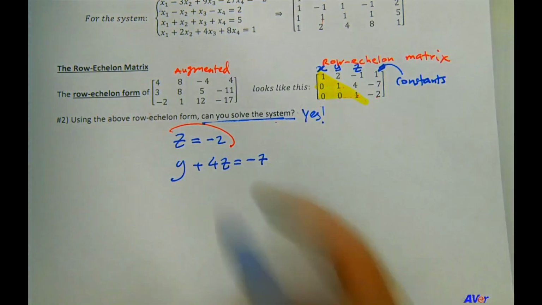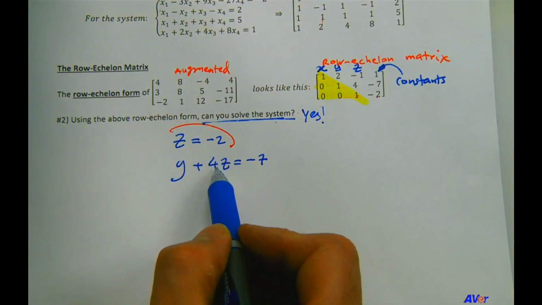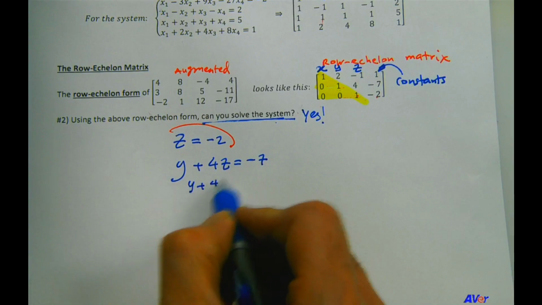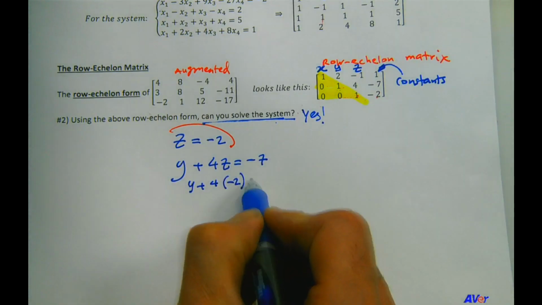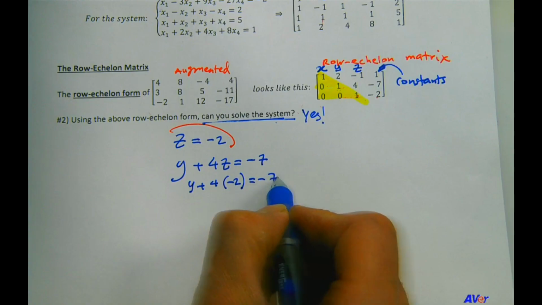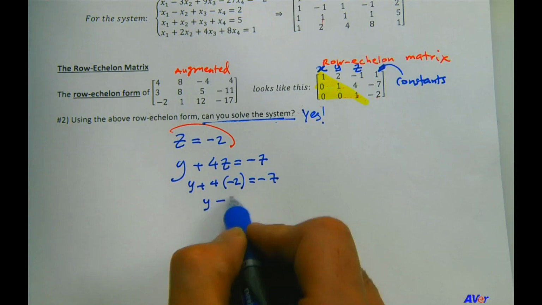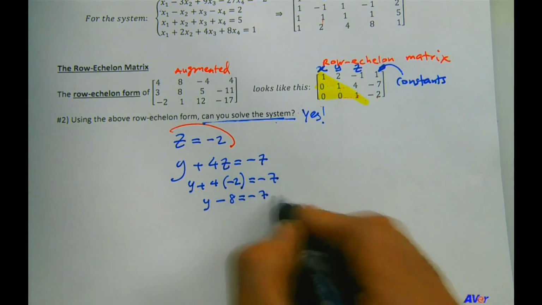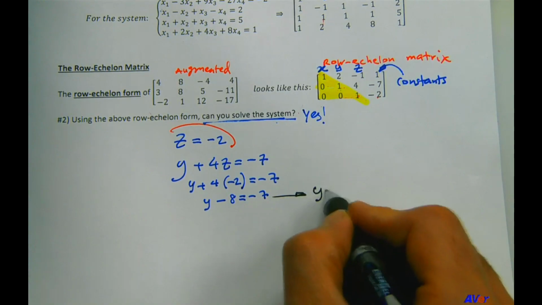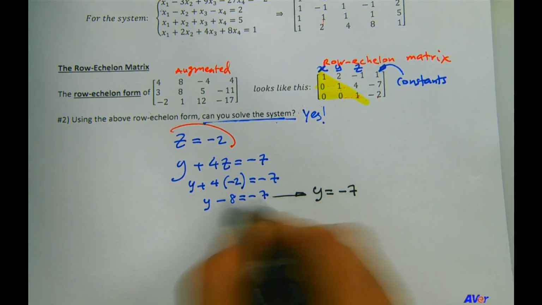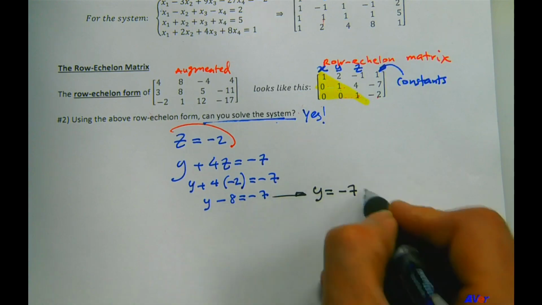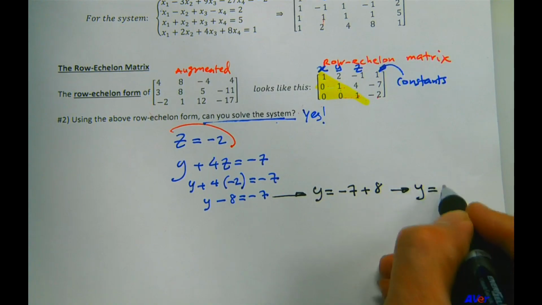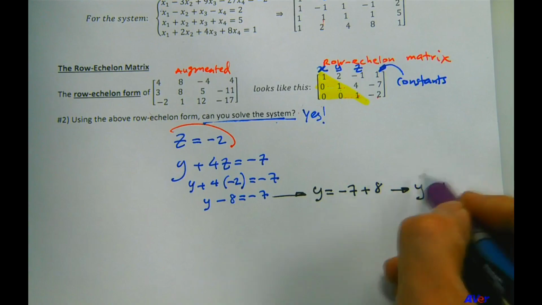Great. So now we already know what z is, so let's plug in and find y. So y plus 4 times negative 2 equals negative 7. Then y minus 8 equals negative 7. And of course, from that, we get y equals negative 7 plus 8. Move the negative 8 to the other side. It becomes positive 8. And then, therefore, y equals positive 1. Okay? And that is y.